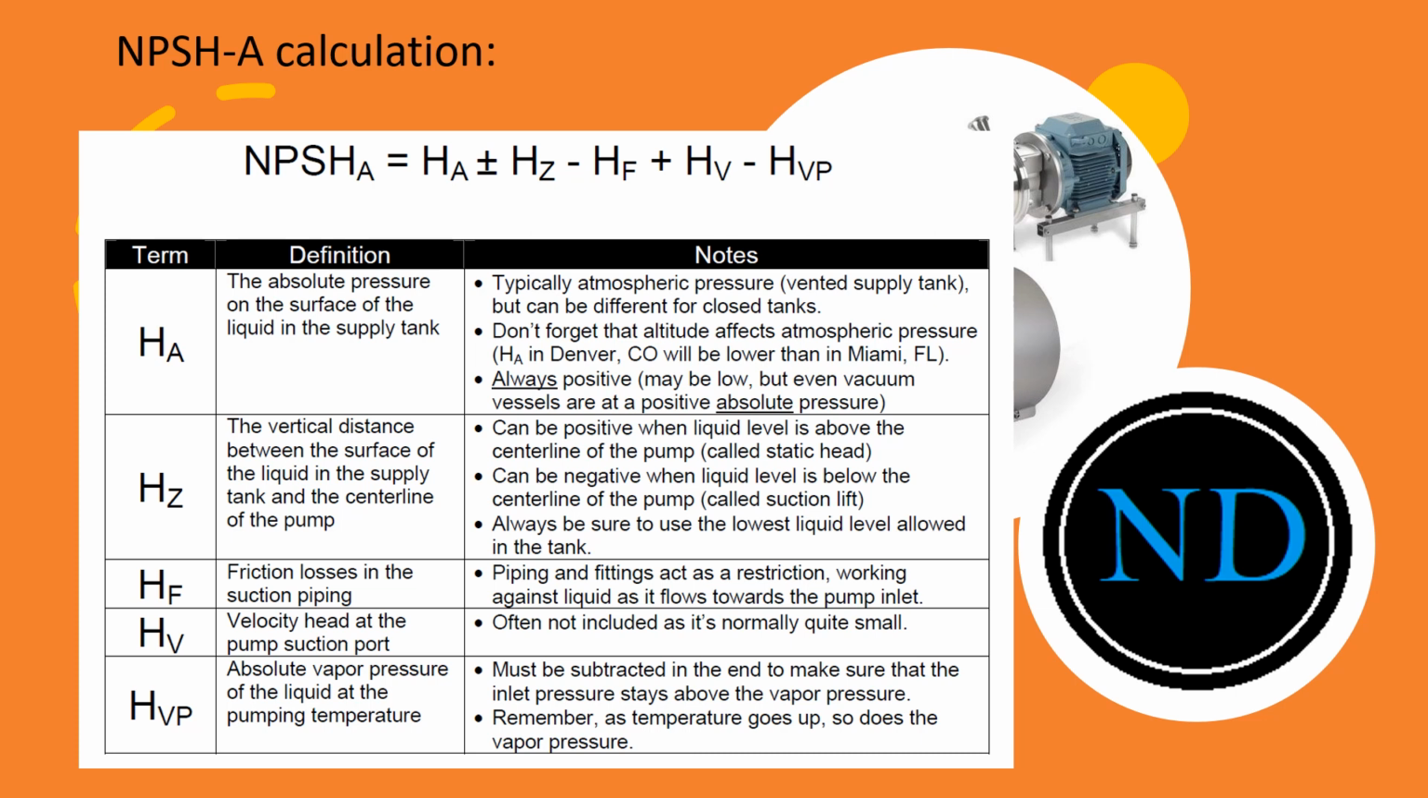Then HV, it is the velocity head. Sometimes you will get some benefit from the HV, meaning due to the velocity of the fluid itself you are getting some positive pressure, so it will be HV, velocity head. HVP. HVP is the absolute pressure of the liquid at the pumping temperature. So basically the vapor pressure of that liquid. It should be minus, because when it is a boiling liquid, the vapors tend to escape into the atmosphere. It will not go inside the pump. So it should be minus.